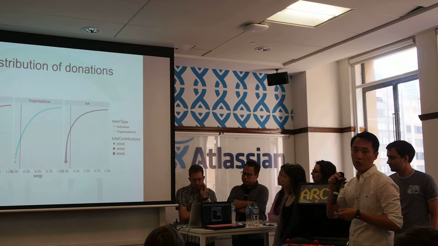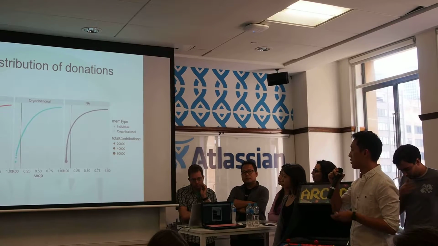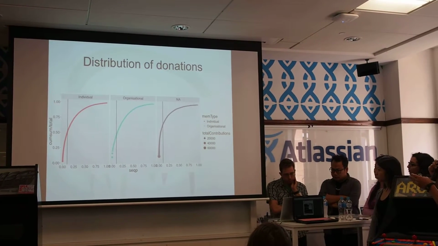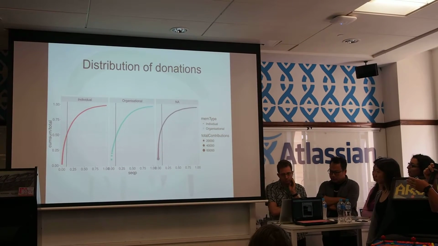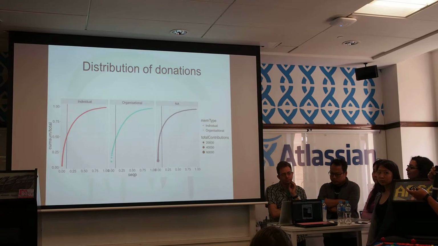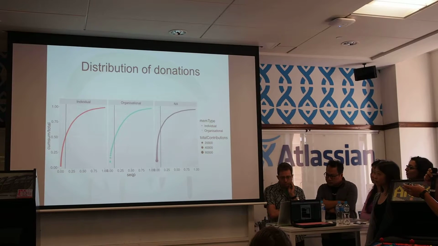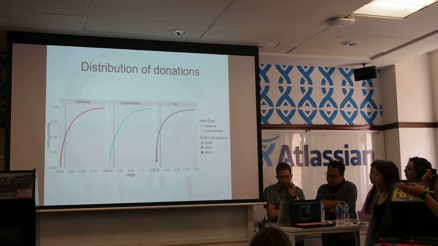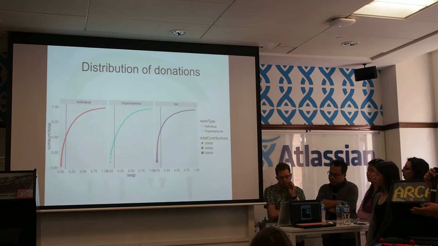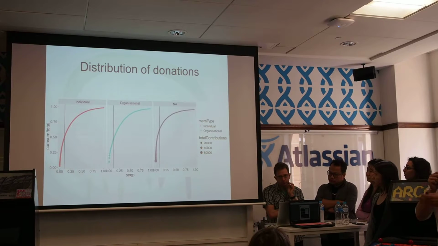We've ranked individual contributors on the x-axis, and we have the cumulative percentage of donations for each group. You can see at the vertical line, that's the 10%. If you hit the top 10% of the non-member donors, you're hitting about 60% of the amount of money you want to get, compared to the organisational and the individual, where you're hitting about 45% or 50%. So that could be an indicator of who you should be targeting with your mailing list.